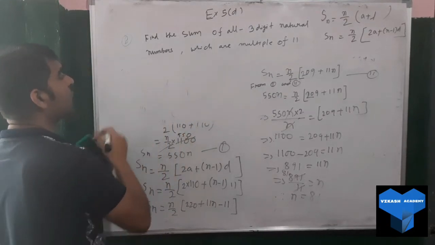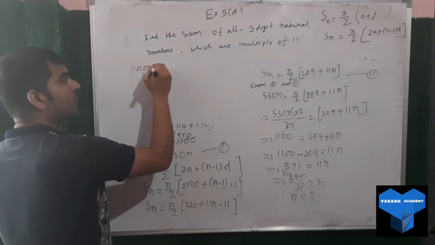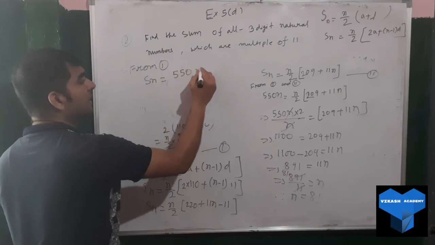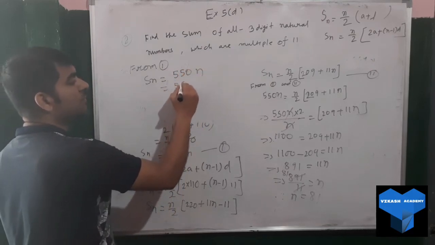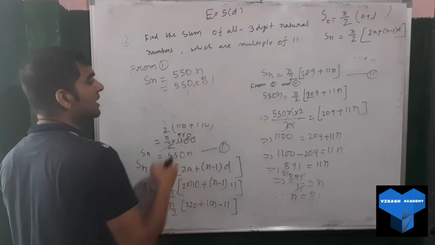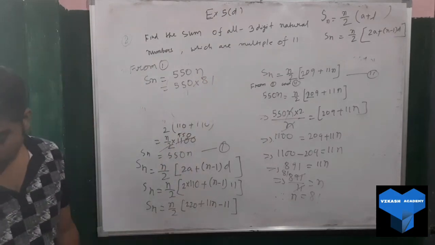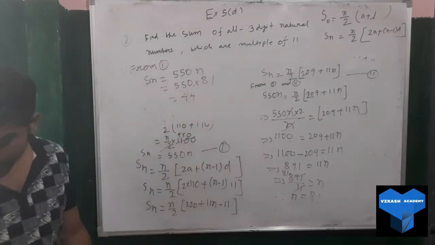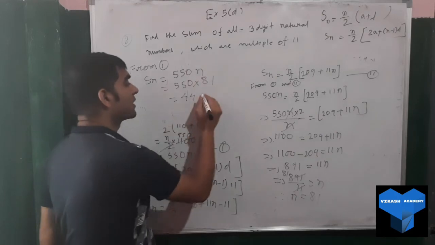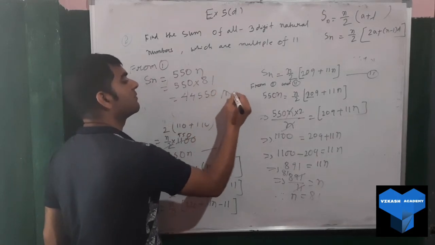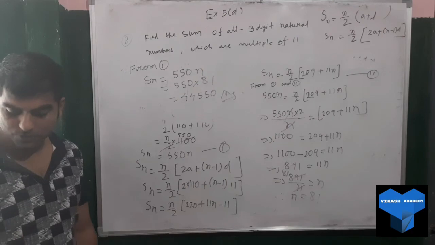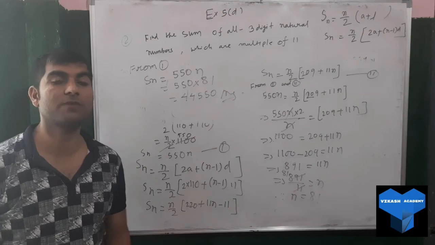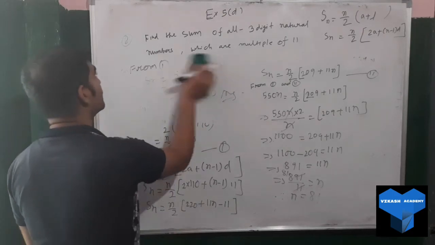So you write, from 1, Sn is equal to 550n, right? So 550 will be here, then n we got 81, multiply and see how much we are getting. 550 into 81, you will be getting 44550, okay? 44550, I hope you can multiply. So this is our answer for question number 8. Now we will try the last question from here, okay? Last question. So let us move to the last question.